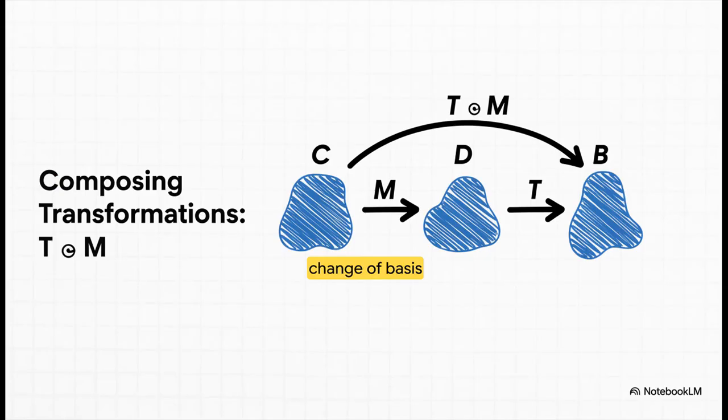So what is this equation really telling us? It's basically saying that if you want the instruction manual for language C, you can just take the manual you already have for language D and then use your D to C translator matrix first. It's all about chaining these operations together, which is a totally fundamental concept in linear algebra.